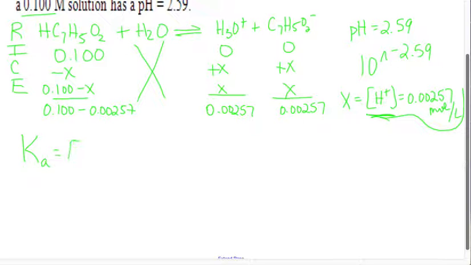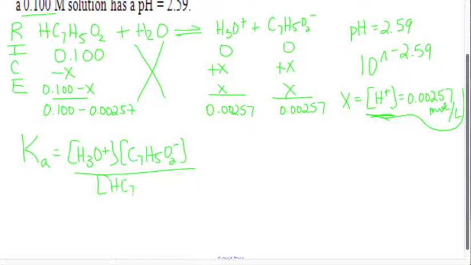And that's going to be equal to H3O plus and C7H5O2 minus products over, we leave out the liquid and just write HC7H5O2.